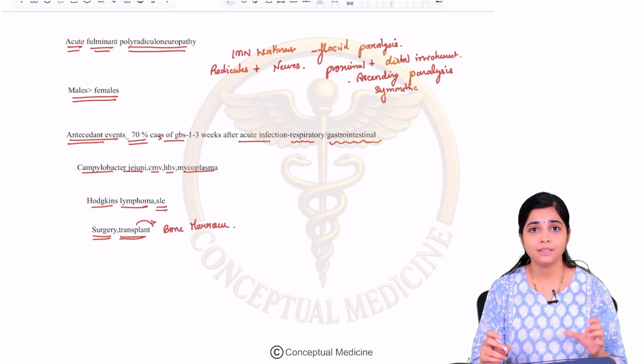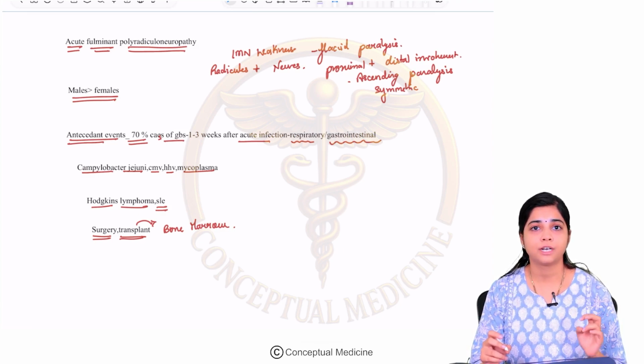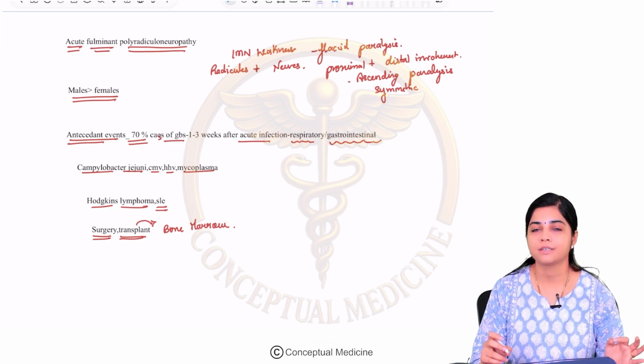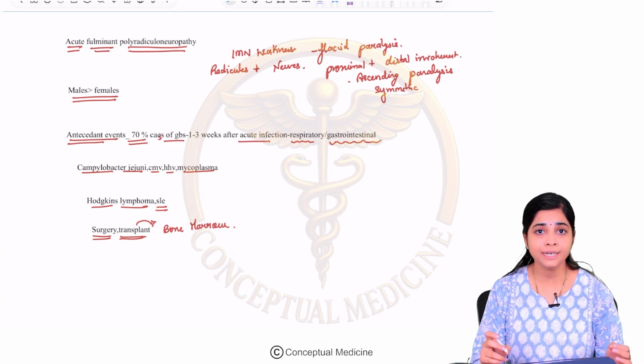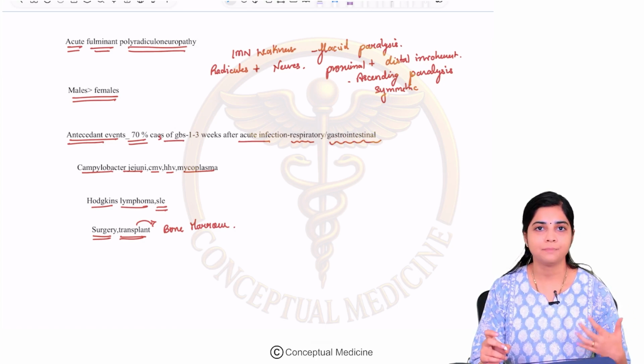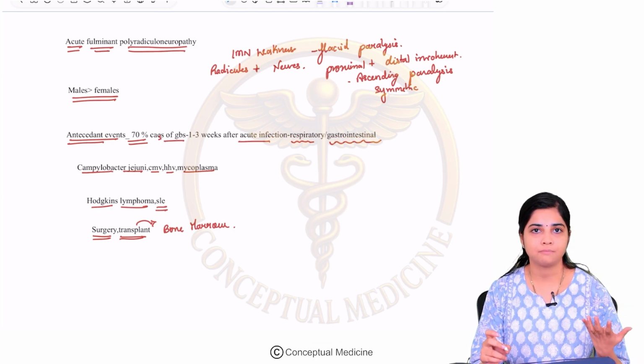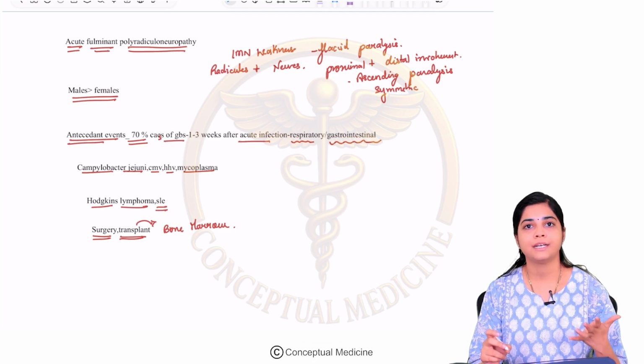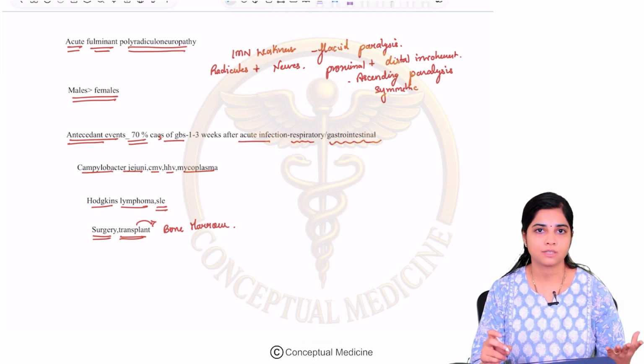So what have we learned? GB syndrome is an acute fulminant polyradiculoneuropathy which is predominantly characterized by a motor type of weakness. So there is flaccid paralysis, right? It is a symmetric type of weakness and it is ascending in nature. It begins with the lower limbs and progresses upward. And because there is polyradiculoneuropathy, you have both proximal as well as distal weakness.